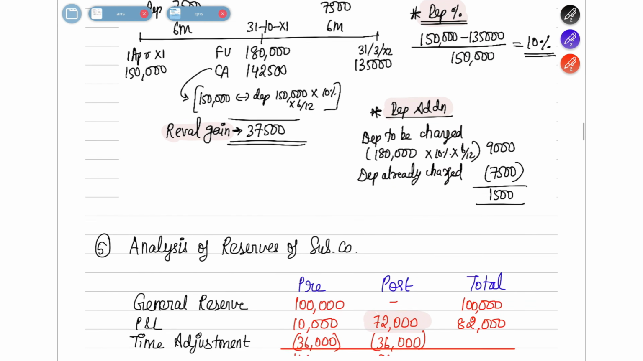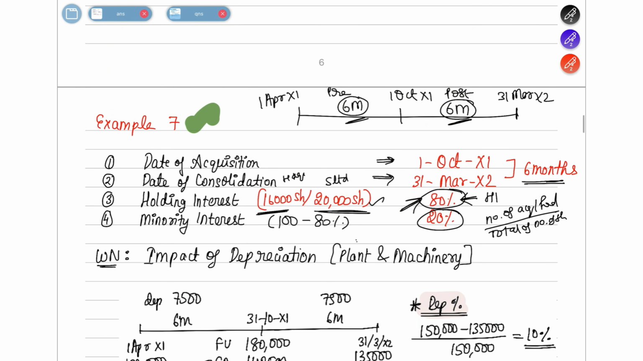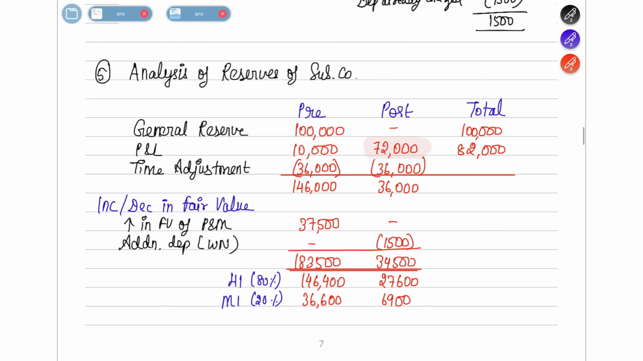Okay, fine. So now in this question, because there is something known as a pre-period as well as a post-period, you have to prepare the analysis of reserves. So here you will be preparing analysis of reserves. Until now in our question, there is no pre or post-period. Either it was fully pre, correct?